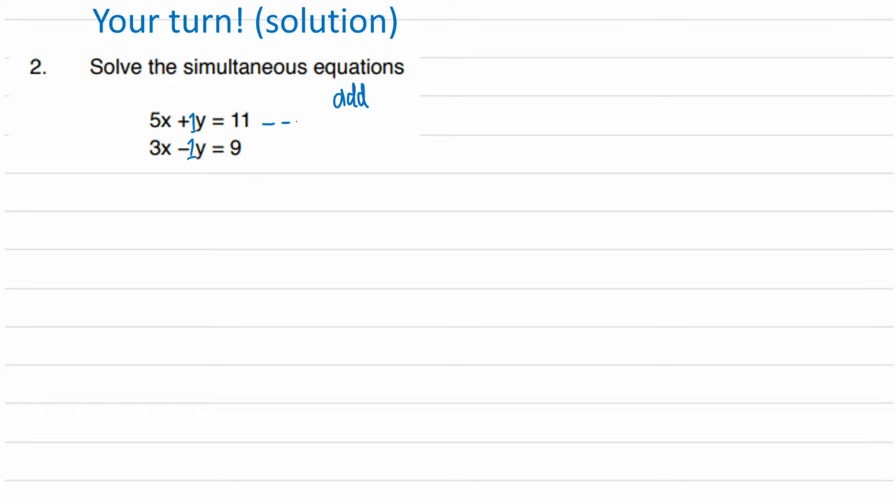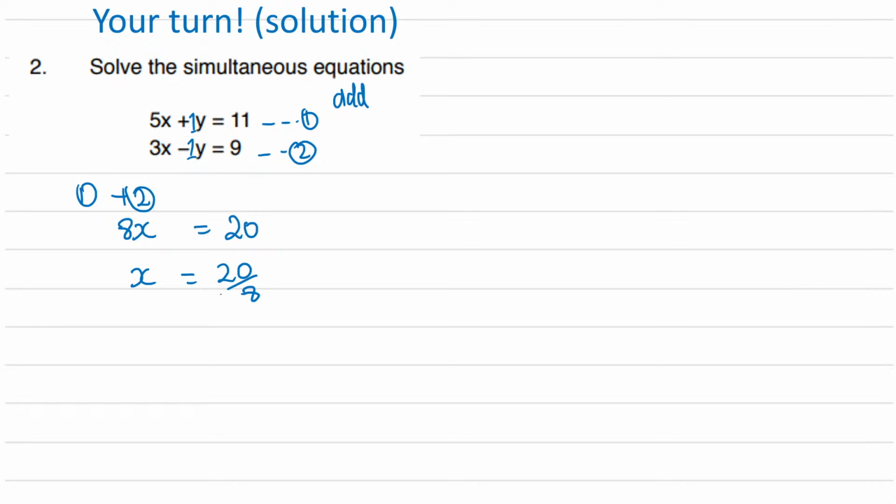So we're going to call this equation 1 and we're going to call this equation 2. Right, so we're going to do 1 add 2. So 5x plus 3x is going to be 8x. And then plus y plus minus y, that will give me plus take away y, which is 0. And then I'm going to do 11 plus 9, which is 20. So 8x is going to be equal to 20.